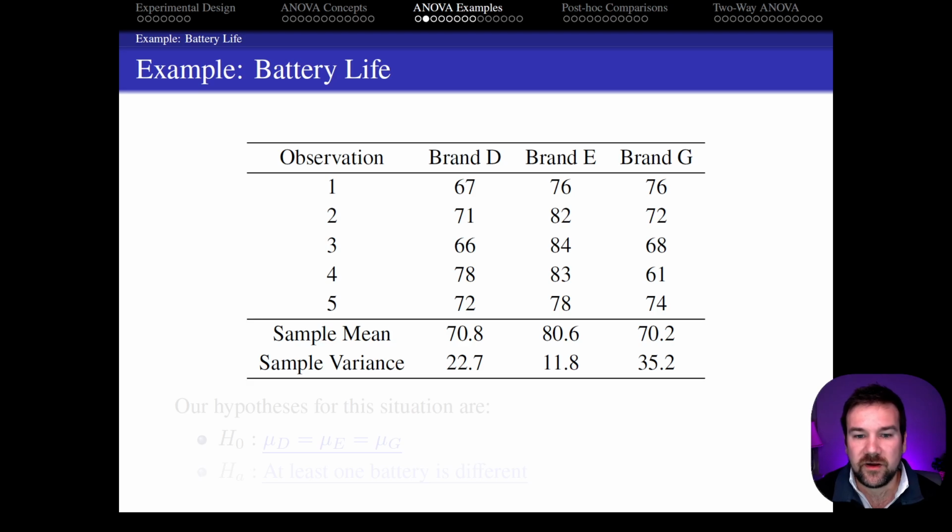So our data are provided here. I have 5 observations for brand D, E, and G. And it's worth noting that nothing connects the first observation of D with E or with G. Those just happen to be the first observations in those groups. There's nothing more in there.